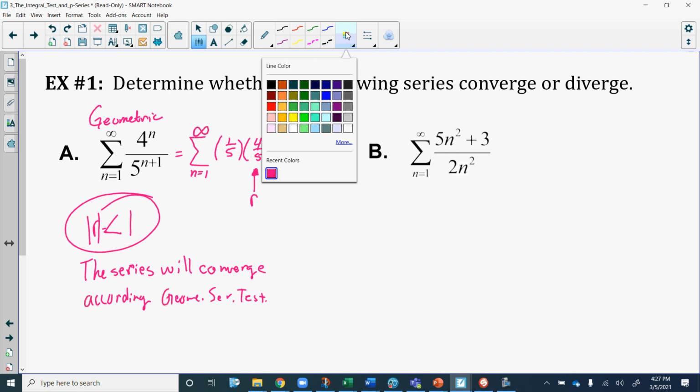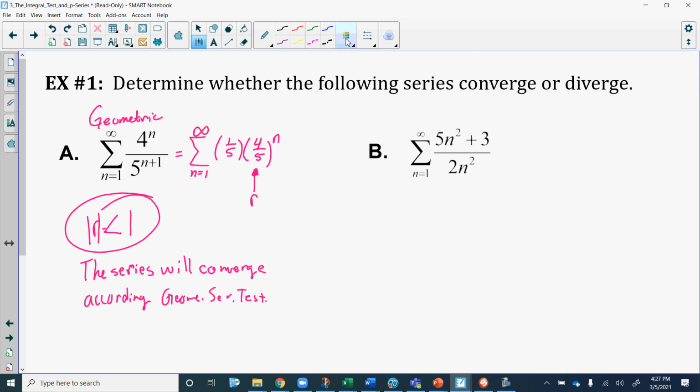So what about the next one? The next one here doesn't really stand out as anything that we'll be able to rewrite to show that the sequence would be geometric. So since we do know how to do the nth term test for convergence, I'll go ahead and do the nth term test here.